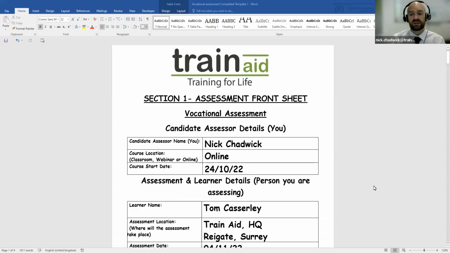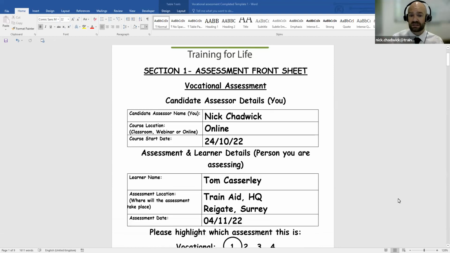Now, many people do ask us, they say, Nick, what is the difference between vocational and workplace assessments? It's very easy. Vocational assessments are taking place within a training or a simulated environment. This is where you're assessing the learner's knowledge of the subject, whereas with workplace, you're seeing them within their day-to-day working role, looking at their skills, so how they interact with customers. So we are going to be looking at vocational number 1.